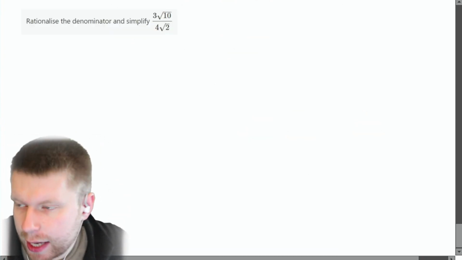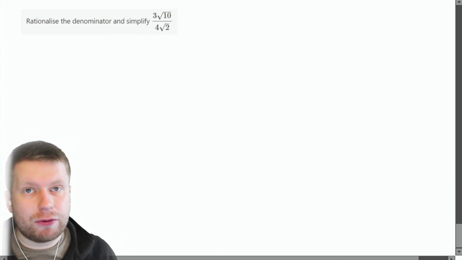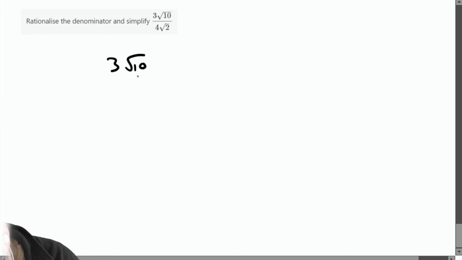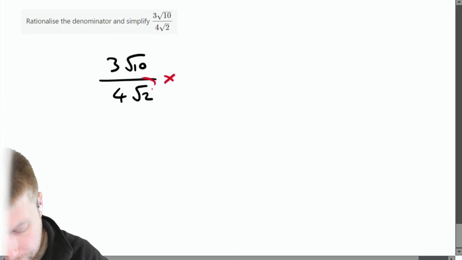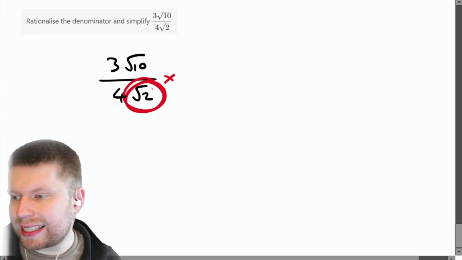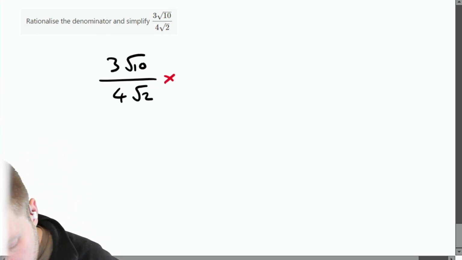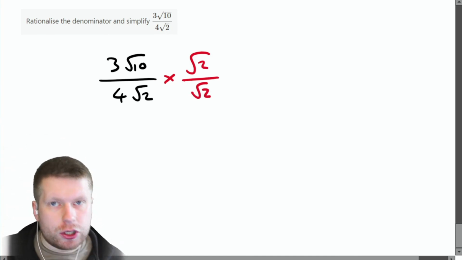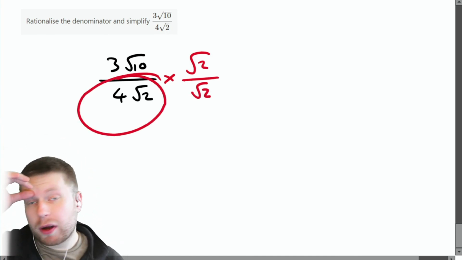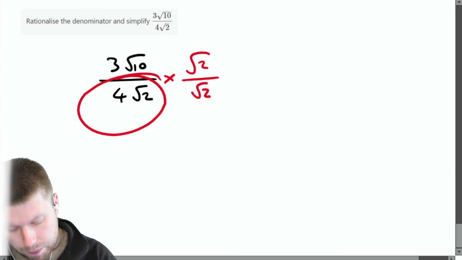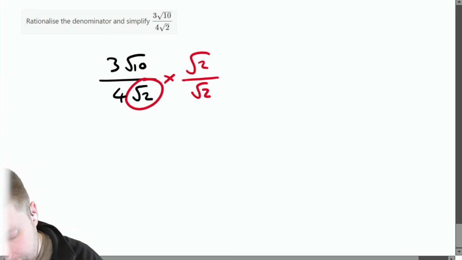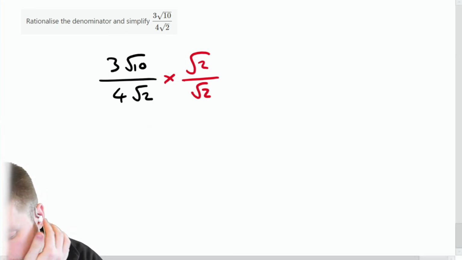Okay, so final question then asks us to rationalize the denominator and fully simplify. So we have 3 root 10 over 4 root 2. So I've got to think, what have I got to multiply by? The thing which is making this denominator irrational is that root 2. So I'm just going to multiply by root 2 over root 2. Of course, there are other things you can multiply by. For example, you could multiply by 4 root 2 over 4 root 2. But just because I know that the thing that is making the denominator irrational is the root 2 in this case, I'm just going to multiply by root 2 over root 2.